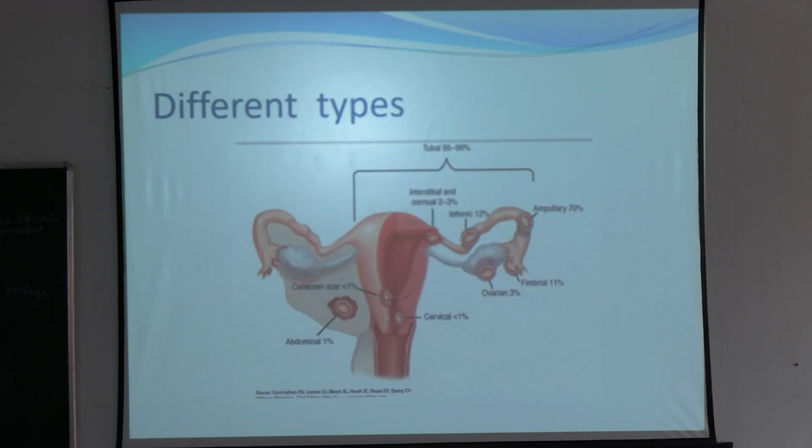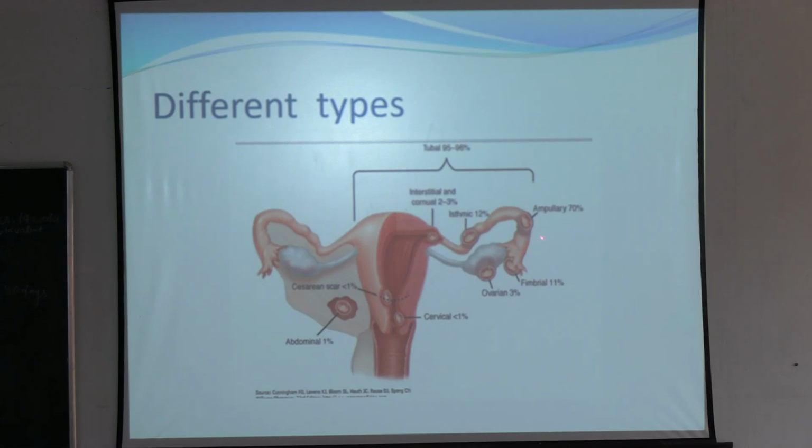So this picture shows that 12% is isthmic and 2 to 3% is interstitial, which can be confused with whether it is at the angular or the interstitial part. So it will be called interstitial, and then it is at the ampulla.